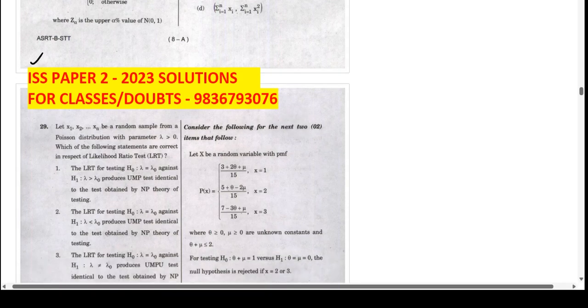Okay, let's get started. Let X be a random variable with PMF given in three cases. Testing of H0 and H1. Size of the test. So the size of the test is given at probability of X equal to 2, X equal to 3. So 5 plus theta.